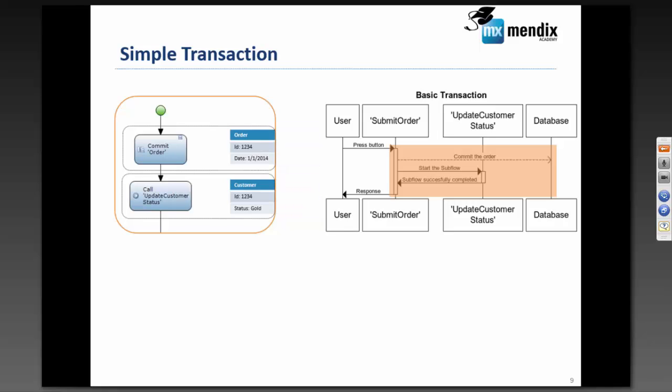In this state, we have, as you can see, an order of ID 1234, a date of January 1st, 2014, and a customer of ID 1234 with an updated status of gold. Now, say we were updating from silver to gold in our customer status. Upon hitting an exception here, since we have no error handling specified, it's going to roll back the order and remove it from the database, and then it's going to set that customer status back to silver from gold because we hit an exception somewhere in the process. Since everything is rolled back, both of those commits are reverted, and the objects go back to the initial state that they were in.